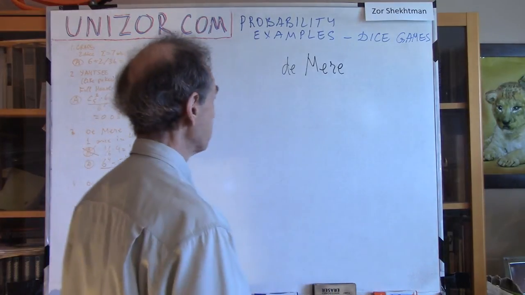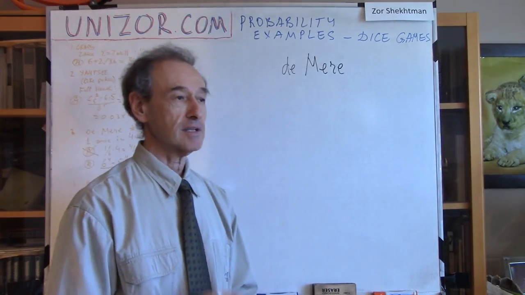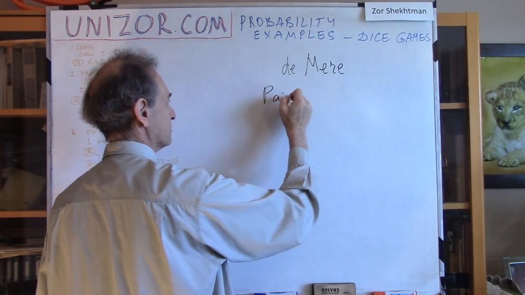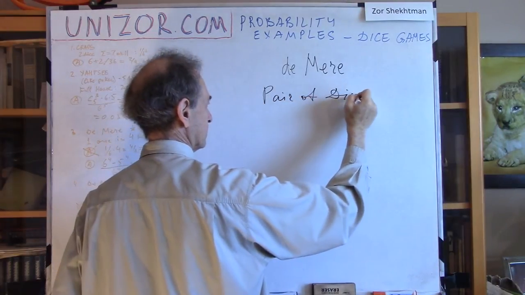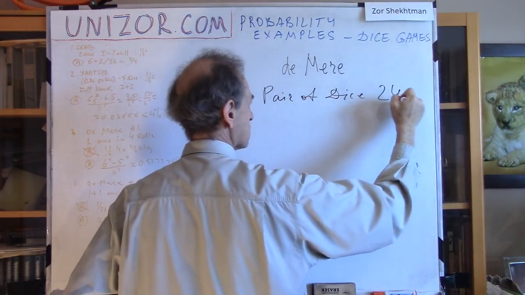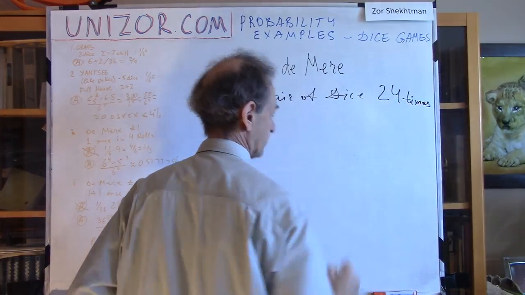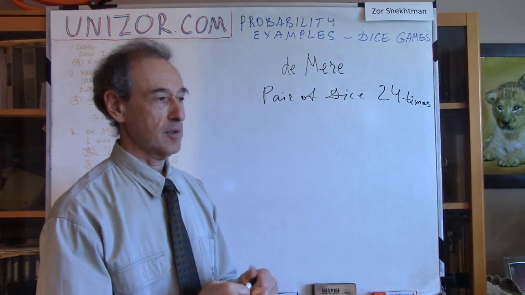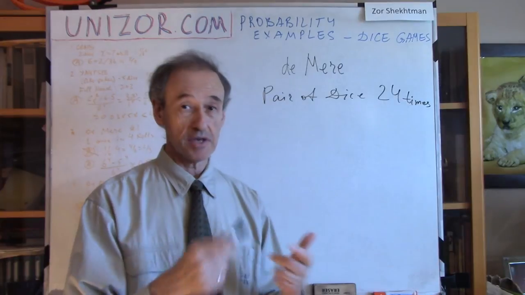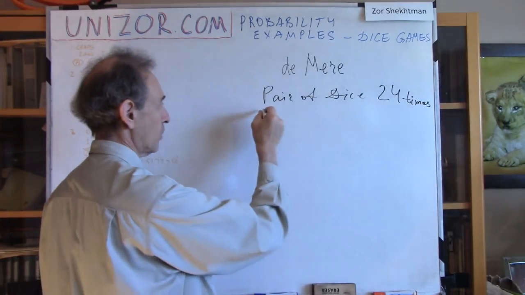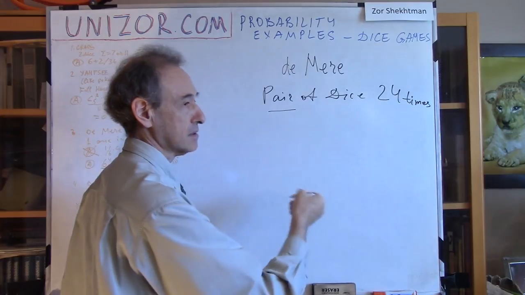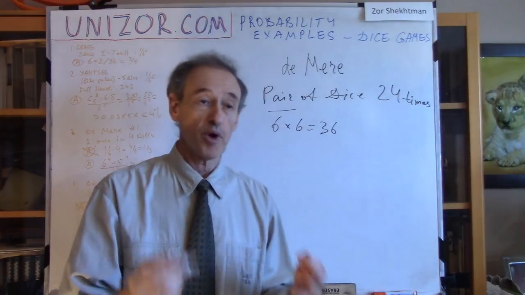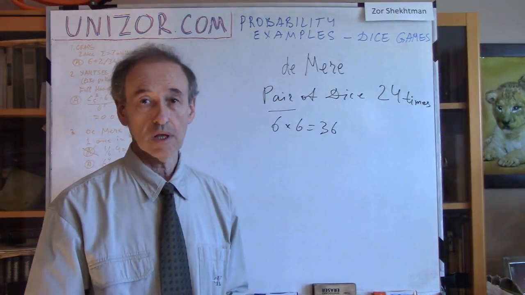Well, what's the other game? Okay, he said, you know what? Instead of rolling a die 4 times, I will roll a pair of dice 24 times. Now, his logic was exactly the same as before. He was thinking, okay, my pair of dice have 36 different combinations, right? 6 on one die and 6 on another die, so it's 6 by 6. It's 36 different combinations.